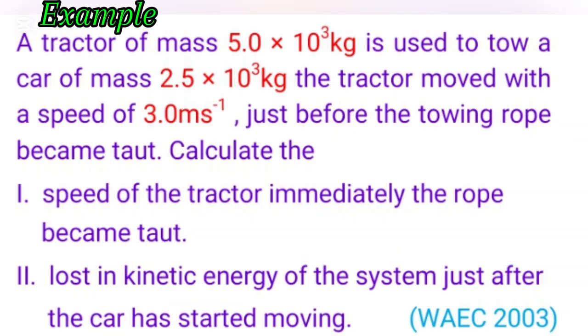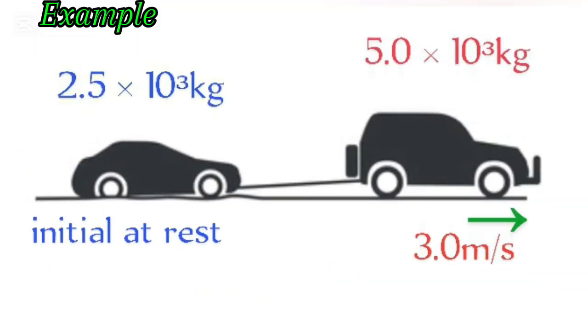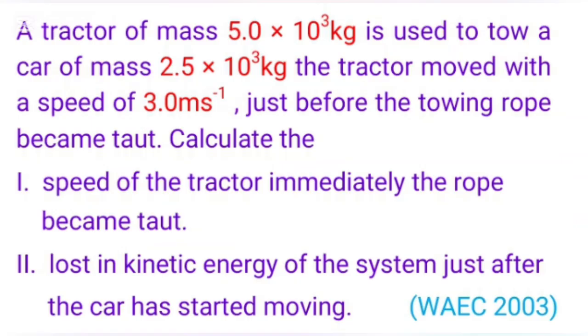Example: a tractor of mass 5.0 times 10 raised to power 3 kg is used to tow a car of mass 2.5 times 10 raised to power 3 kg. The tractor moved with a speed of 3.0 meters per second. Just before the towing rope becomes taut, calculate 1. the speed of the tractor, 2. the loss in kinetic energy of the system just after the car has started moving.